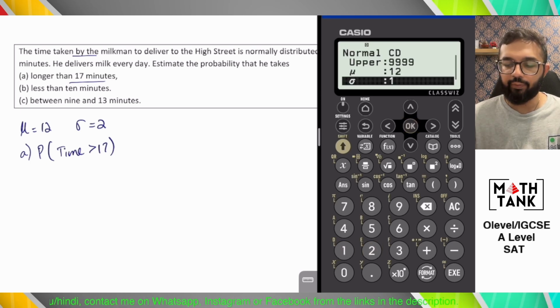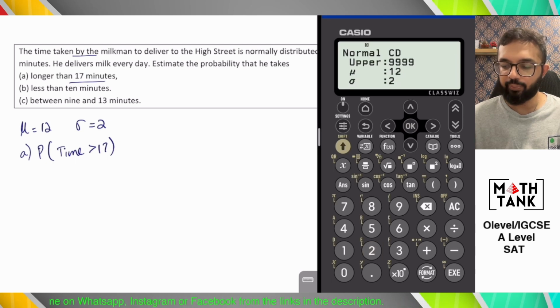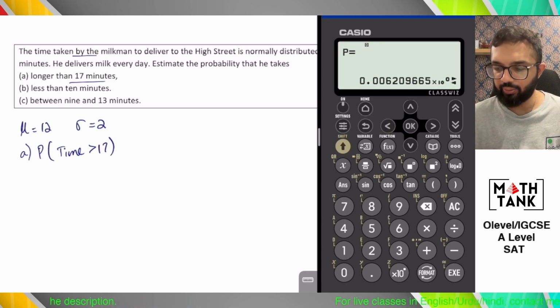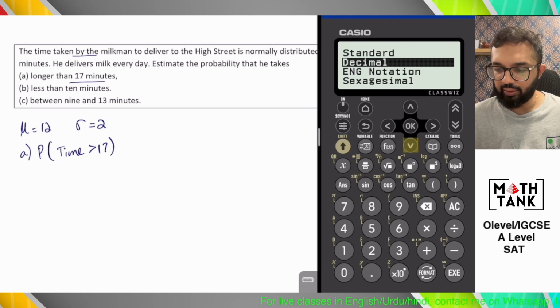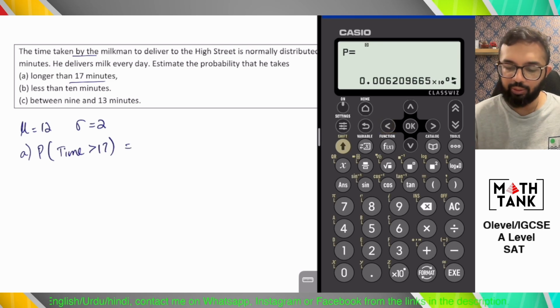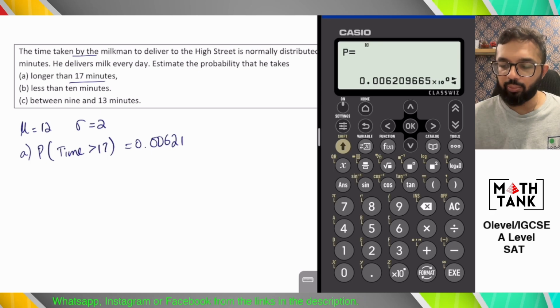Mu is 12 and standard deviation is 2. Okay, and I go on and execute this. Okay, so this is slightly different in your calculator. What you do is you go to format and you say this ENG notation or engineering notation, and then it gives you that option to scroll back or forth. So you go back and you say that this probability is 0.00621. Okay, you could move the decimal forward as well as much as you wanted.